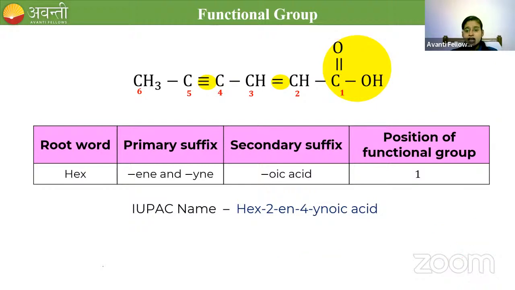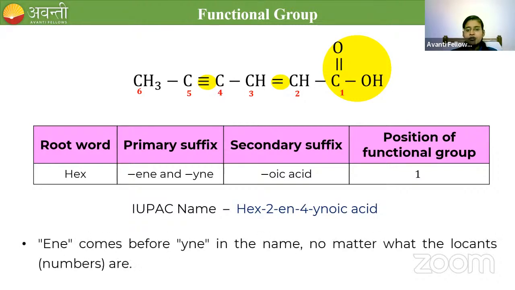Here, one more thing you need to know. We have alkene and alkyne. Ene comes before yne in the name, no matter what the locant numbers are. So you should always keep alkene in the first preference compared to alkyne, no matter what the locant numbers are. Is it clear to all of you? Any doubt from this compound for anyone?